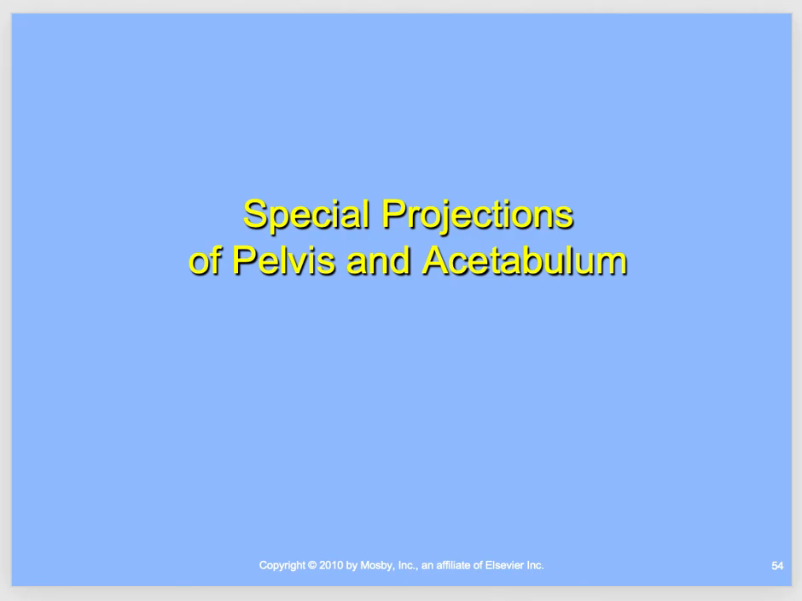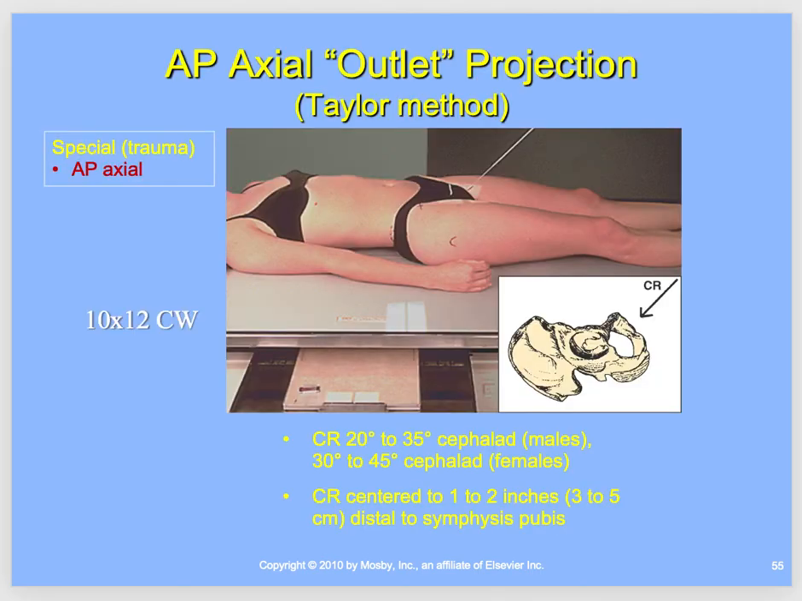Let's see, I think I'm going to cover this, okay? So, axial outlet projection, Taylor method. Make sure you listen to those ASRT videos because they go through these inlet outlets really, really well. So, your central ray for your outlet is a cephalad angle on a 10 by 12. Your central ray is 20 to 35 degrees cephalad for males. Make sure that you know these differences. 20 to 35 for males. 30 to 45 for females.